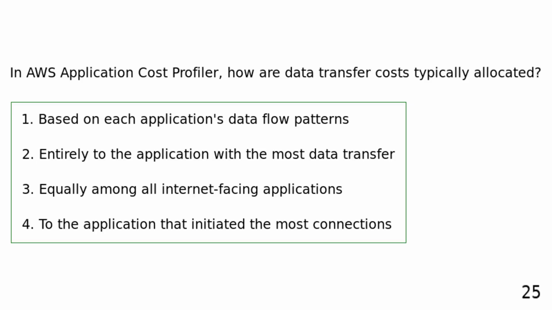In AWS Application Cost Profiler, how are data transfer costs typically allocated? Based on each application's data flow patterns. Entirely to the application with the most data transfer. Equally among all internet-facing applications. To the application that initiated the most connections.